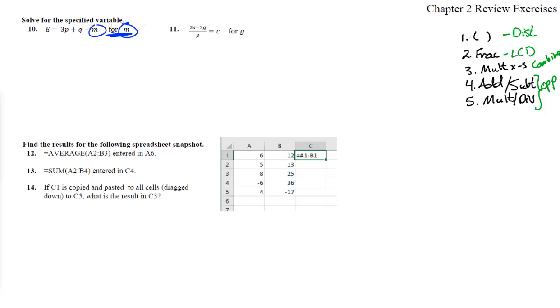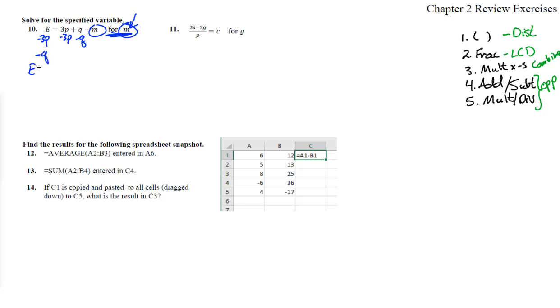Step number 1, do we have any parentheses in this equation? No. Do we have any fractions? No. Do we have any multiple M's? That's what we're trying to get by itself. No. So we're down here to step number 4, get rid of any addition and subtraction. Things that are added to the M term are the Q and the 3P. They're both positive, so we need to get rid of the 3P and get rid of the Q.